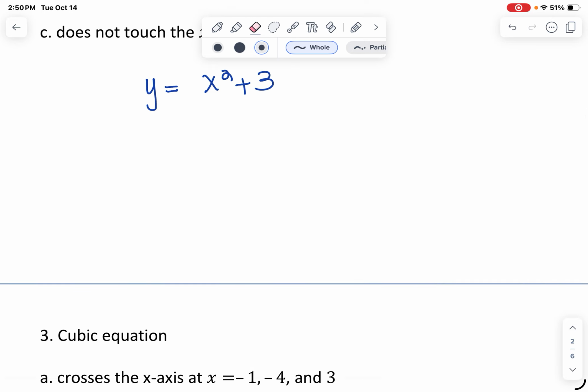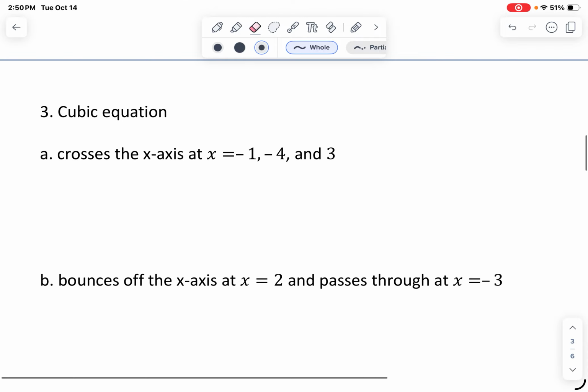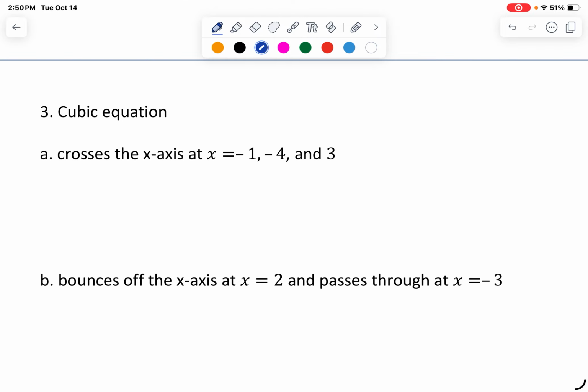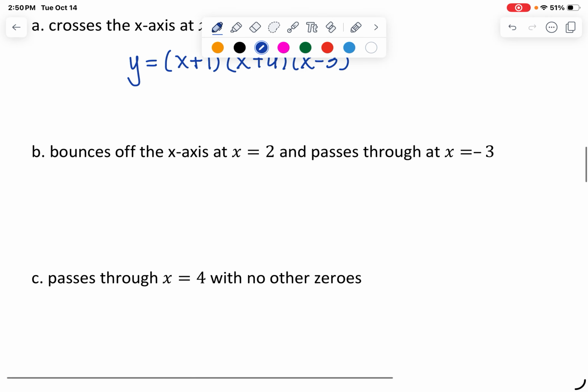Okay. All right, moving on to the next section, we want cubic equations. So these should all have a degree of 3 when we're done. Crosses the x-axis. So we're going to all have multiplicity of 1 here. If there's a 0 at -1, then there's a factor of x plus 1, x plus 4, and x minus 3. And if you look here, this is a cubic function because the exponents are 1, 1, and 1, and x to the first times x to the first times x to the first is x cubed.